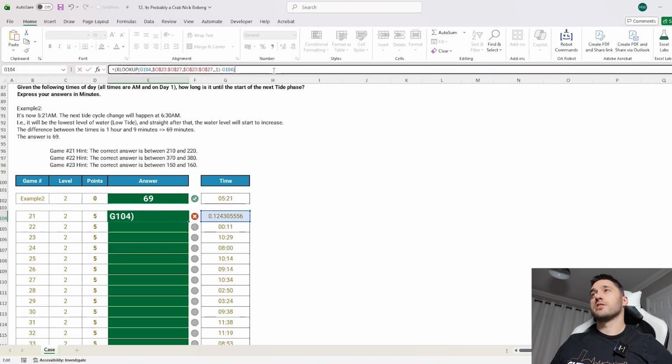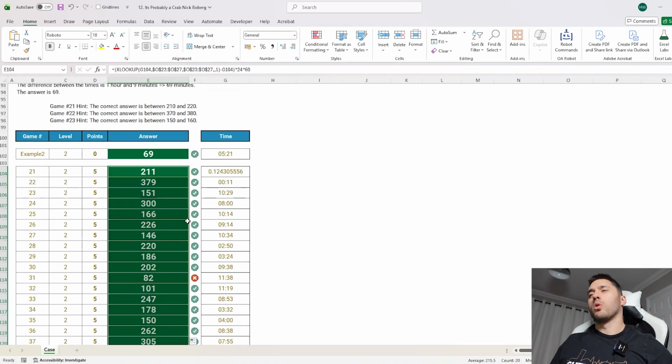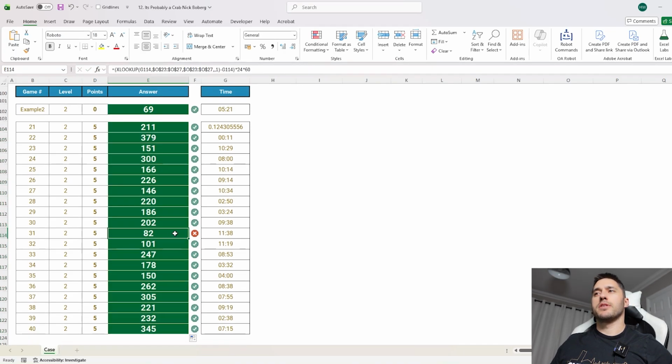That's going to give us the difference in times in terms of the proportion of a day. So to get that proportion of a day into hours, we'll times by 24. And to get it into minutes, we'll times by 60. And one thing you need to be really careful of here, this one is wrong.